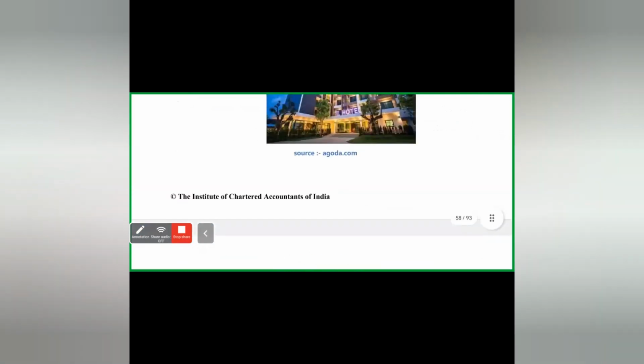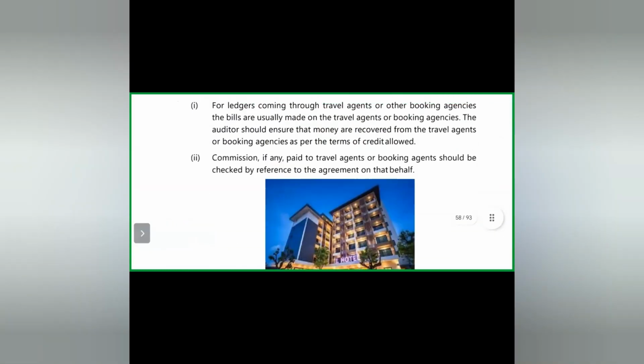Okay, by this, the hotels audit has come to an end. Any doubts so far? Okay.